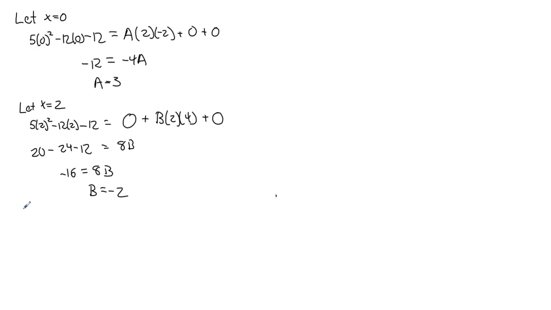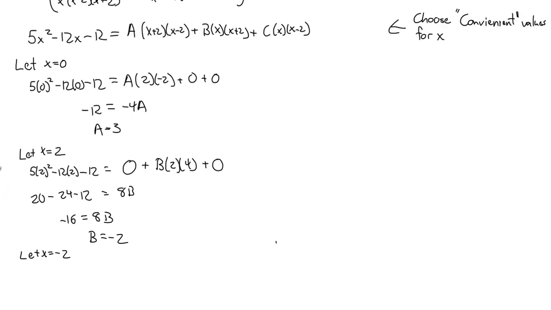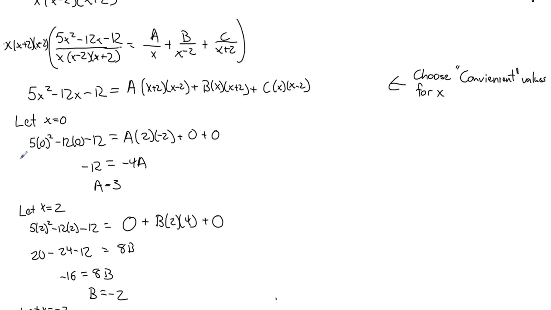And so the last convenient value that I'm going to use, I'm going to say let x equal negative 2. All right, well, if I let x equal negative 2, these all have values, but negative 2 makes this 0, so this a term becomes 0. Negative 2 makes this factor 0, so this b term becomes 0. And then I have negative 2 and then negative 4 here.